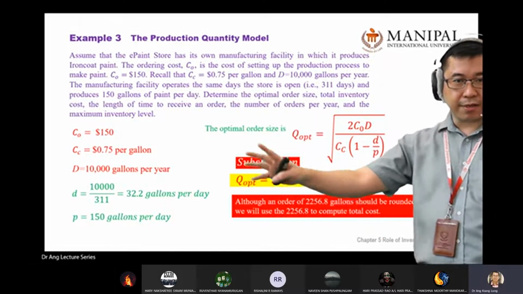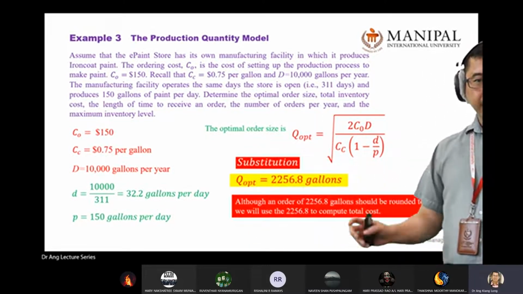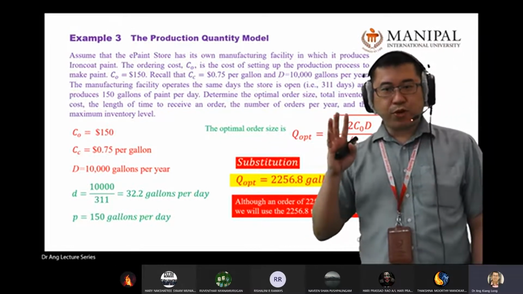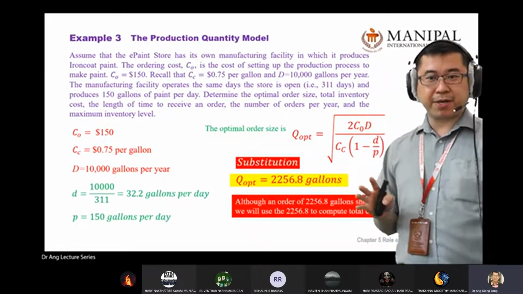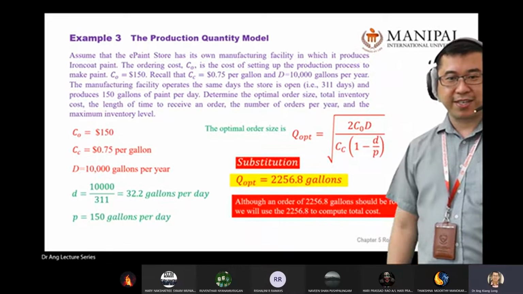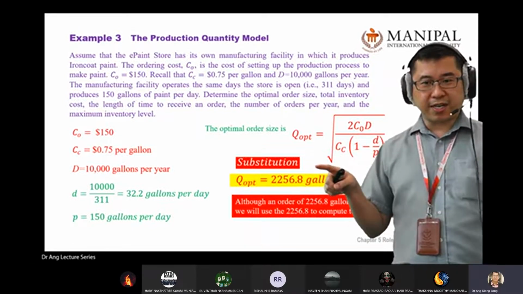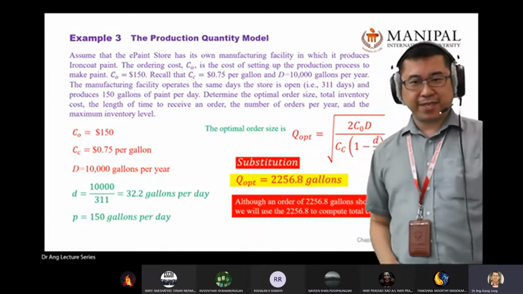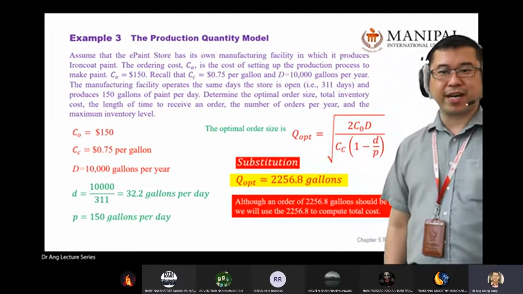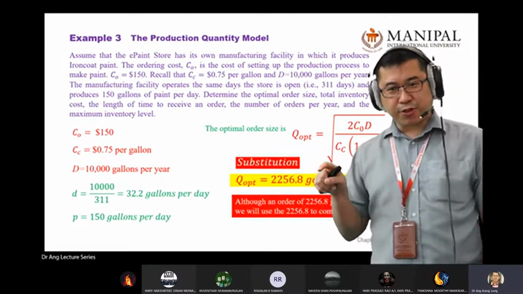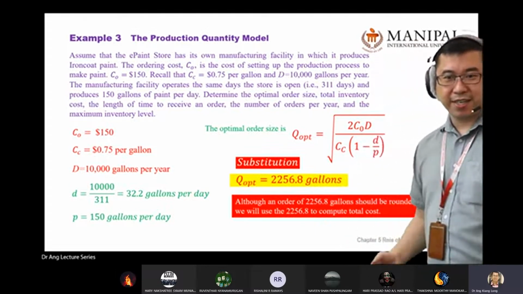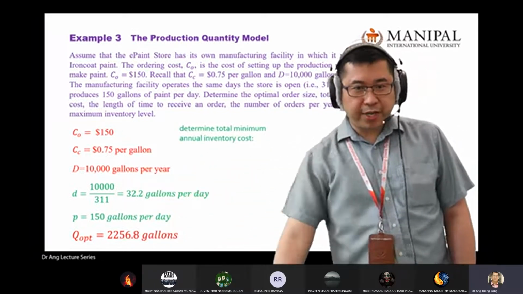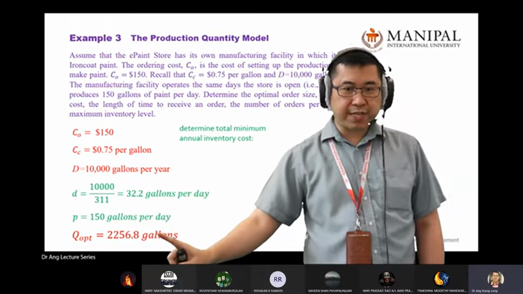But in our case, because we are doing analytical analysis, we'll use decimal places here. For your test or final exam, you don't need to round up. What happens if you accidentally round up? I will still give you correct. Don't worry. But for your test and exam, use decimal places. Okay. So you have developed one new value here, which is your Q op, 225 something gallon.